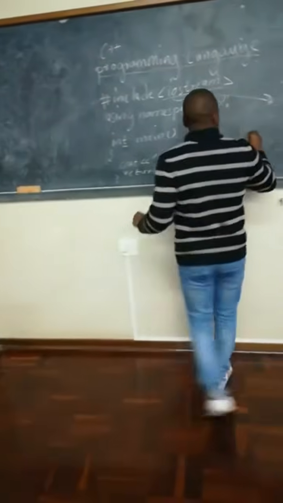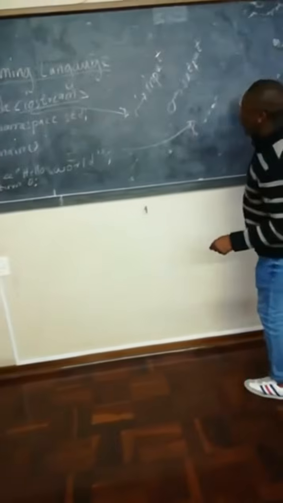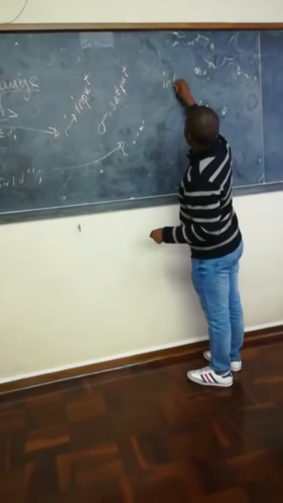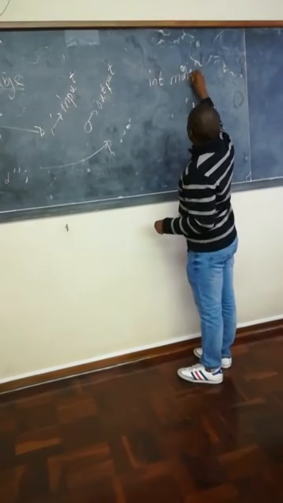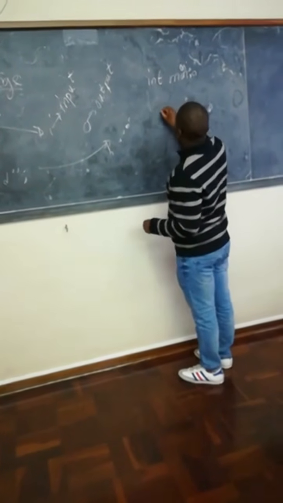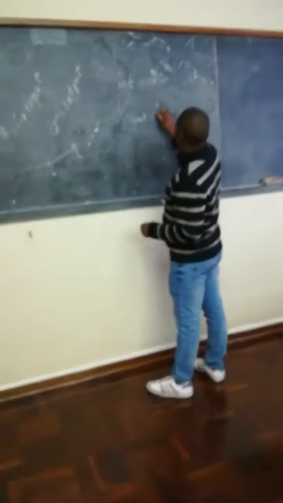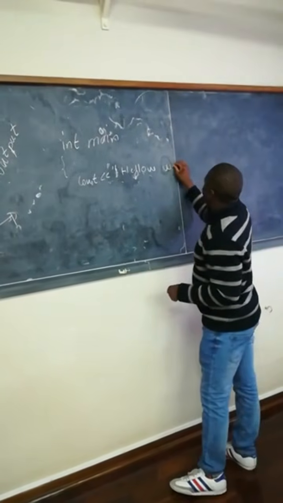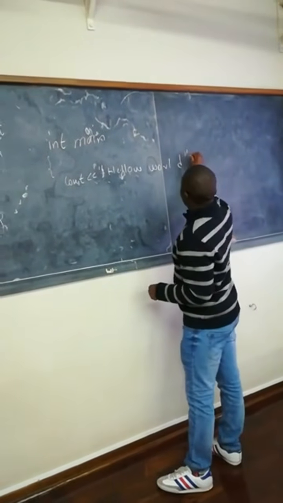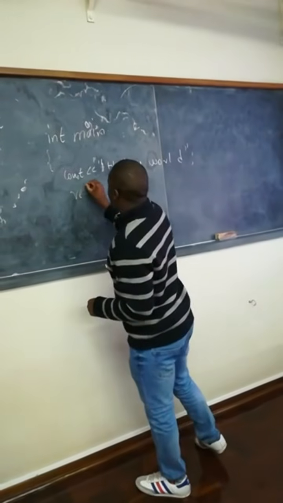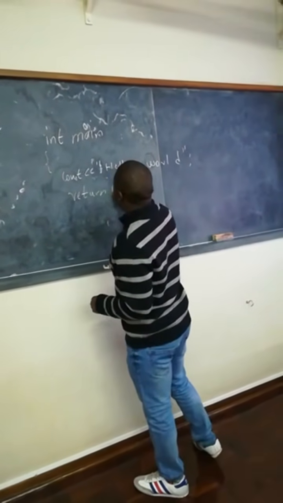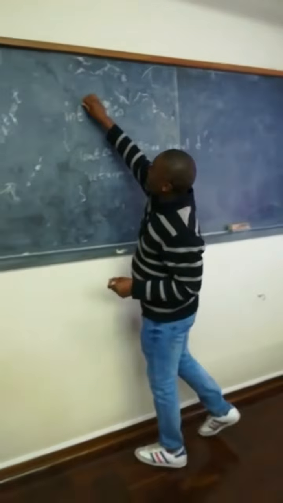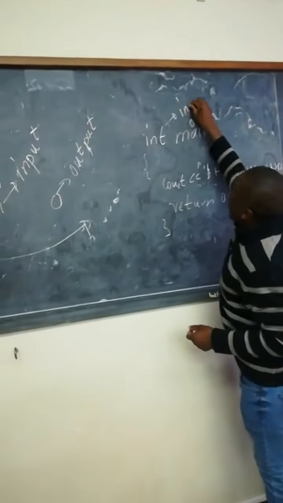So let me write what I wrote to this side. int main, then the brace and cout, hello world, semicolon, and return 0, and then the closing brace. The int here means integer.